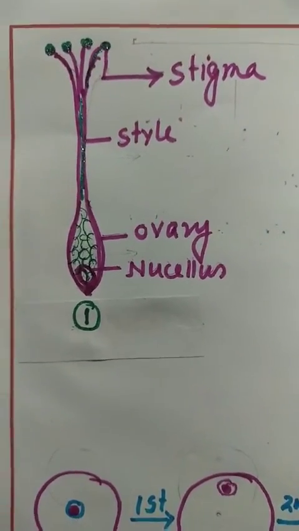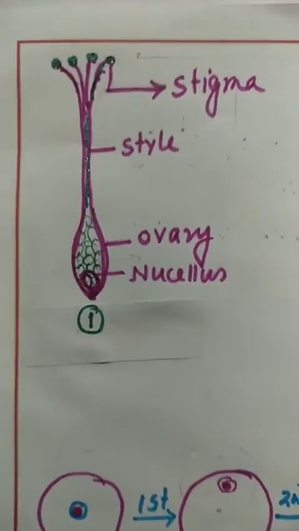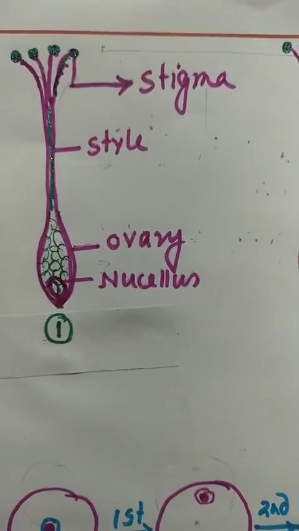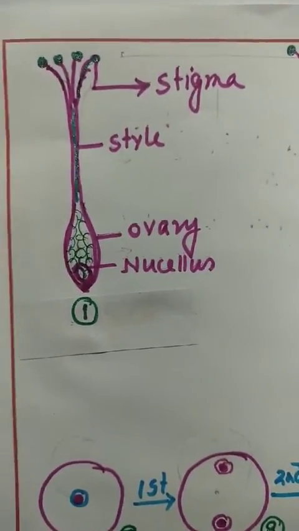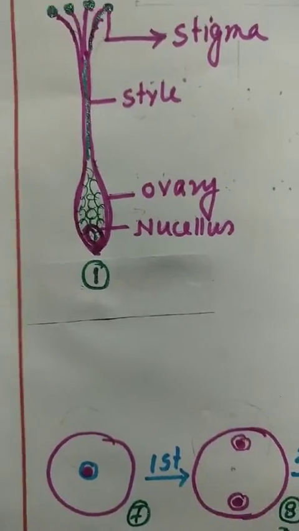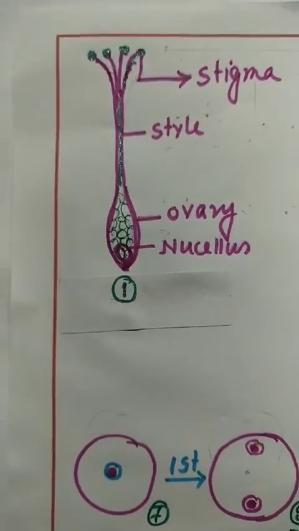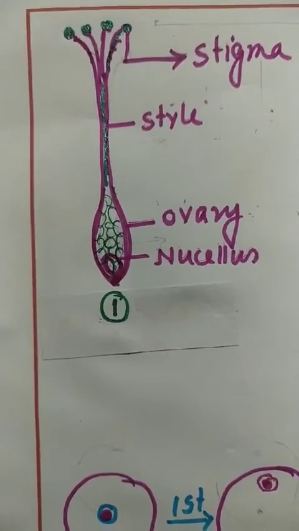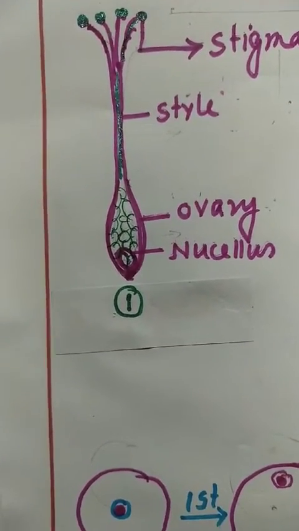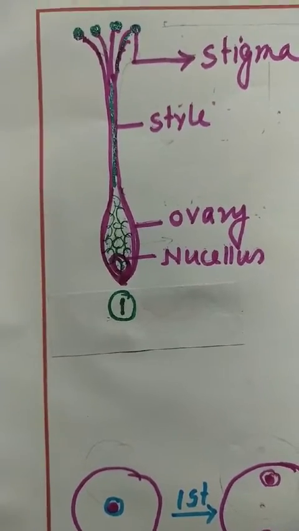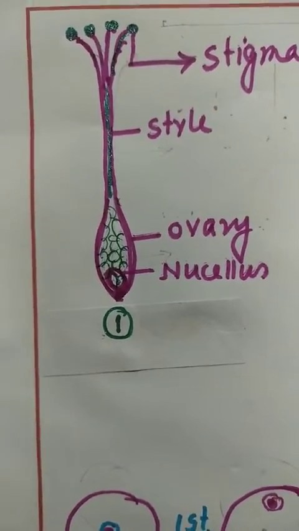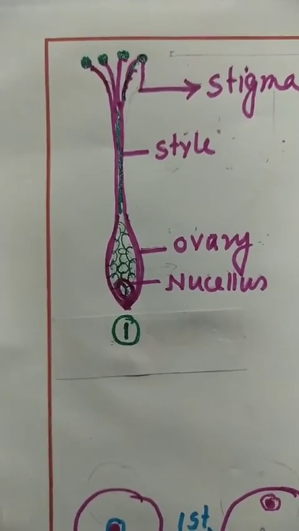This is the structure of a gynoecium or pistil. Megasporogenesis is the process of formation of megaspore inside the ovule. This megaspore will finally form the female gametophyte or embryo sac.